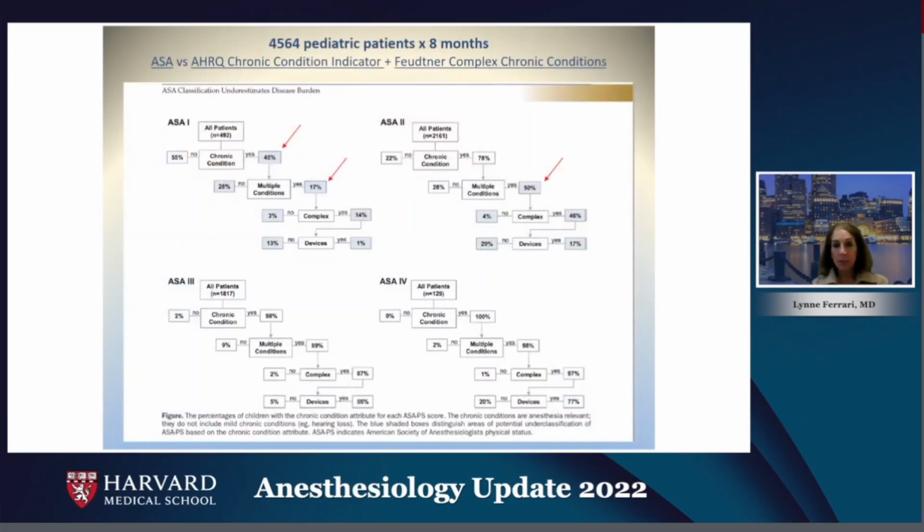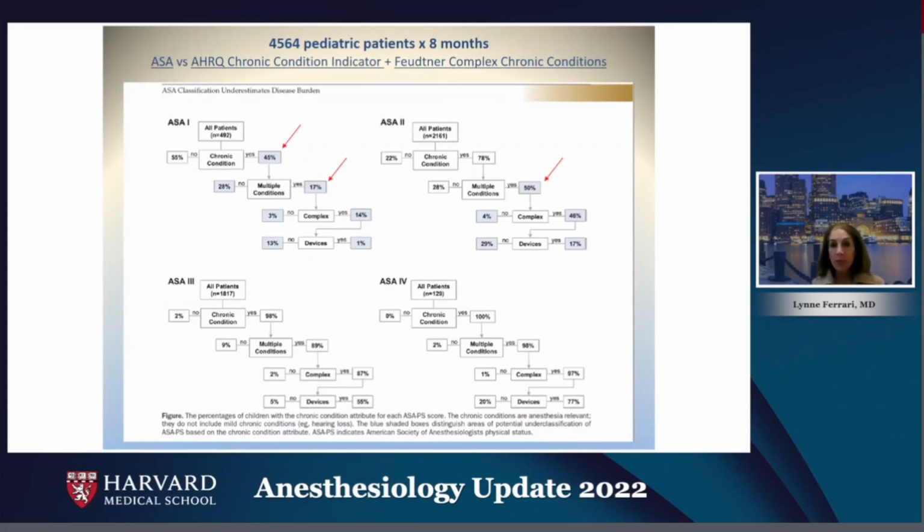Interestingly enough, on a completely unrelated project, we tried to look at ASA classification against the chronic condition indicators and the Feudtner complex chronic conditions. As every anesthesiologist knows, an ASA 1 patient is a patient that doesn't have any significant comorbidities and is relatively healthy. When we did this card analysis, we were very surprised to see that in our hospital, 45% of ASA 1 patients had chronic conditions. And of that 45%, 17% had multiple chronic conditions. So as you can see, obviously, these were not ASA 1 patients.